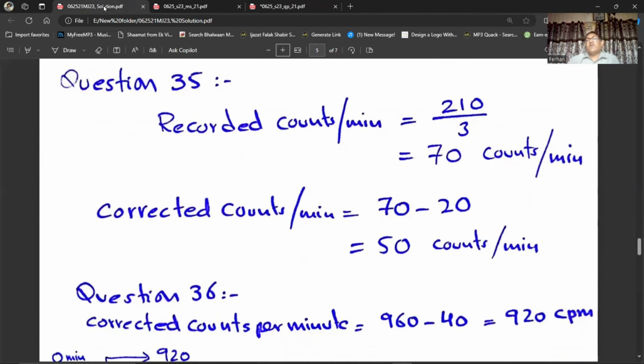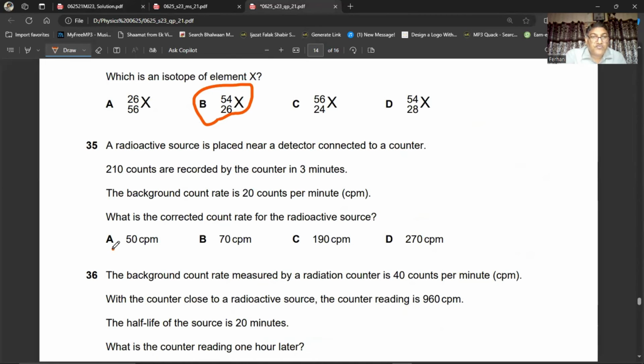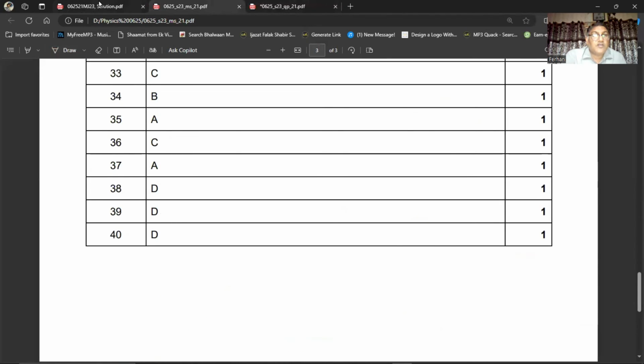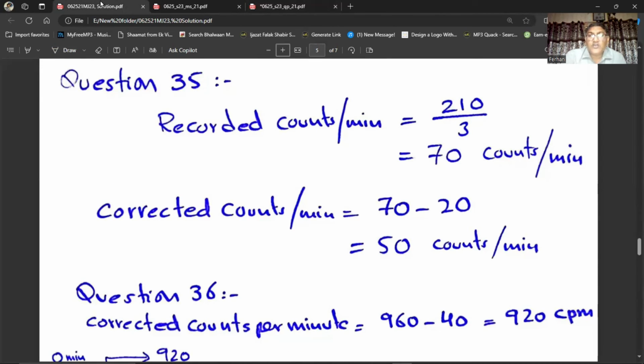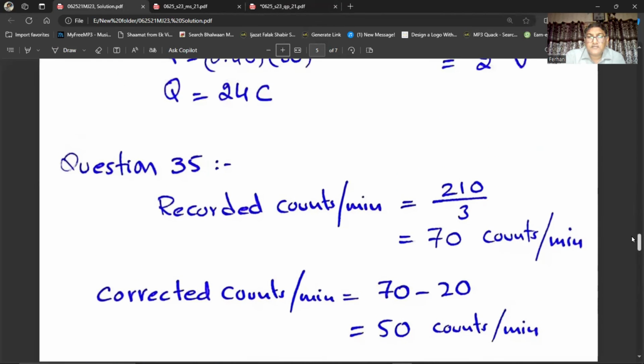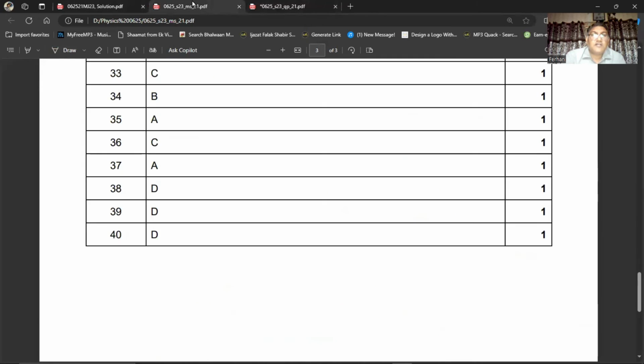So in 3 minutes, the total count which we have got is 210. So what is the count in 1 minute? That will be 210 divided by 3, that is 70 counts per minute. So from that, subtract the background. 70 minus 20 is 50. So the actual count rate is 50 counts per minute. 50 CPM, A is the option. This is how you have done this. Question number 35.